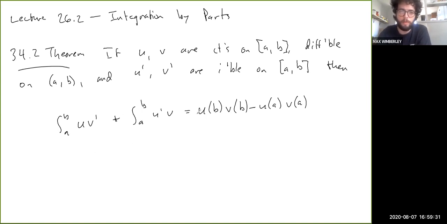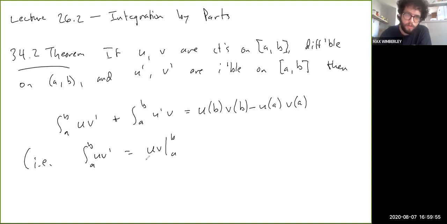But of course, you're probably more familiar with seeing the equation written with one of these terms moved to the other side. So something like the integral of u v' from a to b equals uv, and I'm going to write this notation, uv evaluated at b minus uv evaluated at a, minus the integral from a to b of u' v, right? So that's the familiar phrasing of integration by parts.